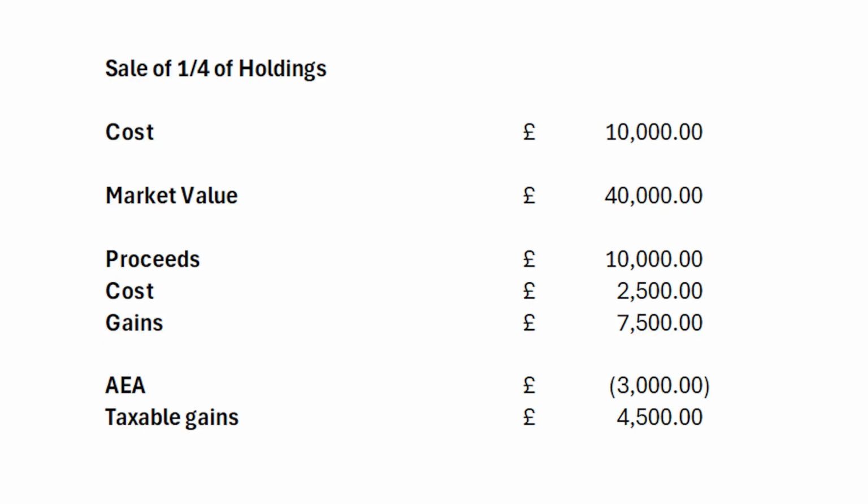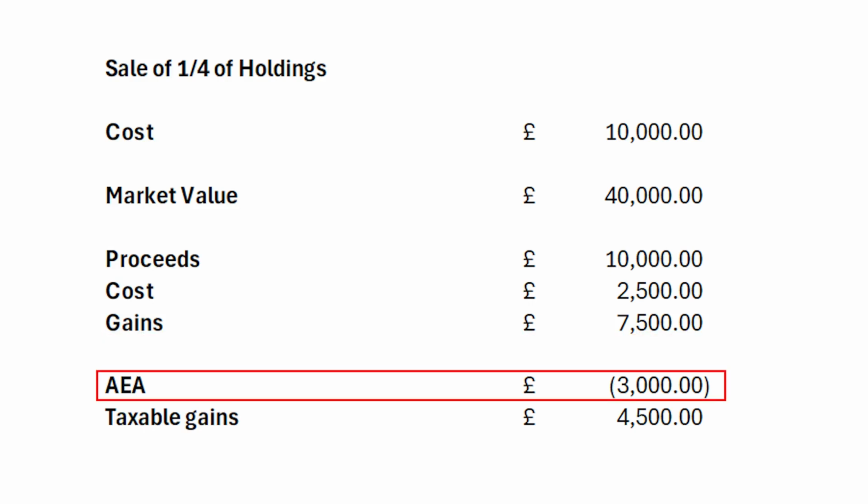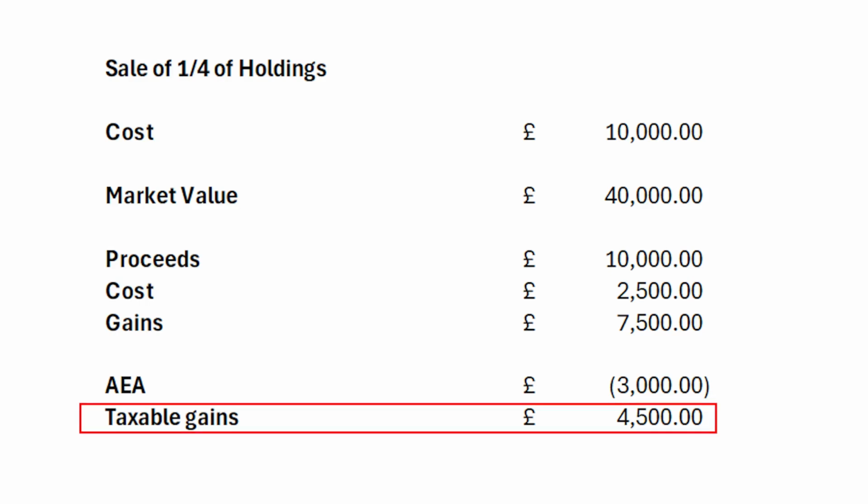You and I both know, James, especially from previous videos, that we have £3,000 tax-free at the moment per year, known as the annual exempt amount. So your actual taxable gains would be £4,500.